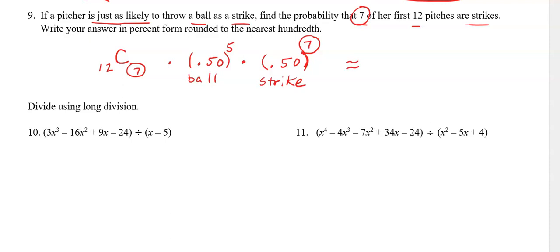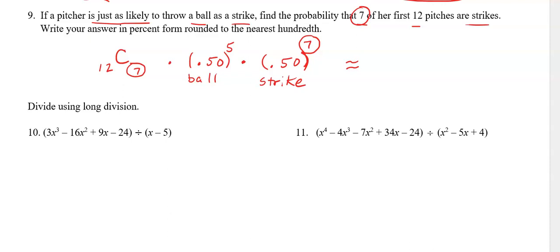Okay, now let's go to our calculator and we'll let our calculator come up with the number. So 12 NCR 7, and then I'm just going to say times, and I'm going to raise 0.5 to the 5th power, times, and then I'm going to raise 0.5 to the 7th power. And what shows up in my calculator is 0.193359375. So that's the decimal form, but I want you to put this in percent form.